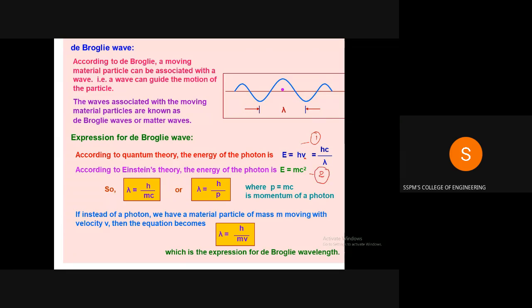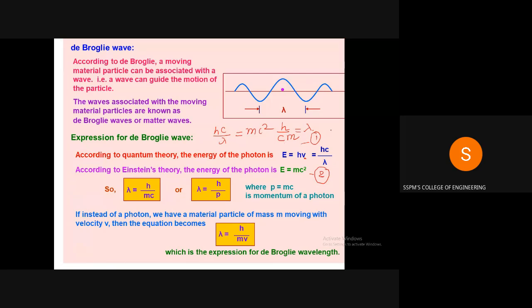Both are values of energy, so we can equate them. After equating, we find h nu equals mc square, nu equals c by lambda, so hc upon lambda equals mc square. The c will get cancelled. So what is left here? That is simply h by c, m is also coming here. H by mc equals lambda.